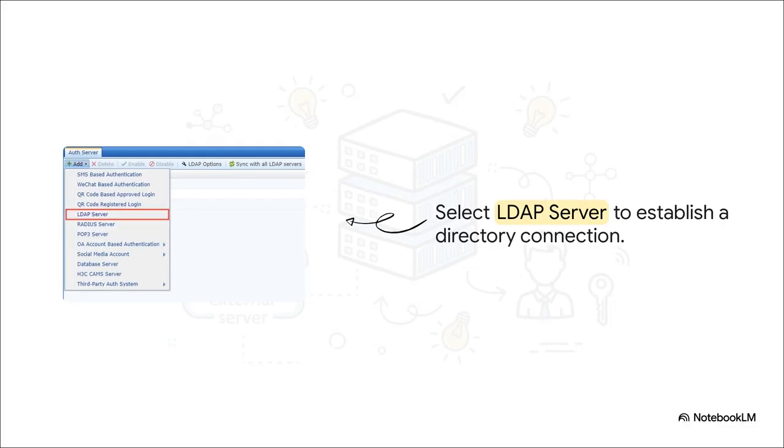All right, our first practical step in the Sangfor IAG interface is to actually define the server. Under the authentication server settings, you're going to click Add and just select LDAP Server from the drop-down menu. This simply tells the IAG that it needs to prepare for a standard directory protocol connection, which, as you probably know, operates very differently from a standard database or a radius server.